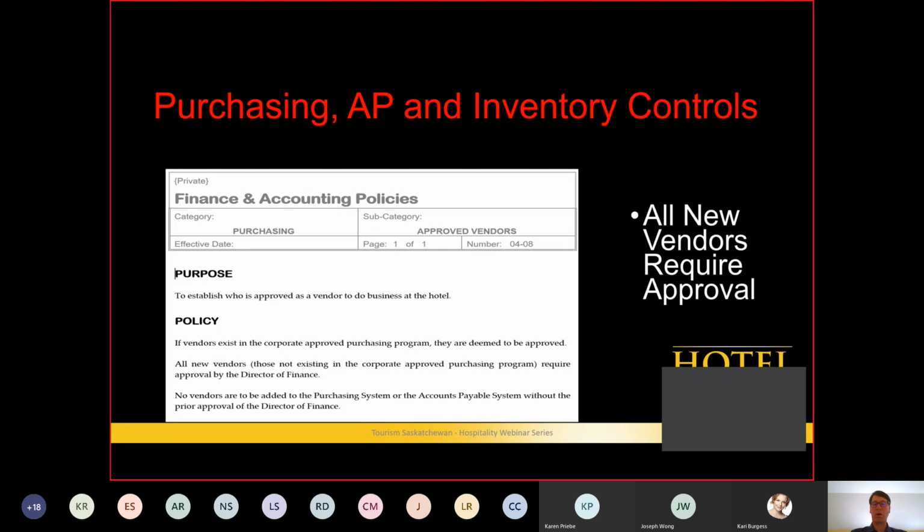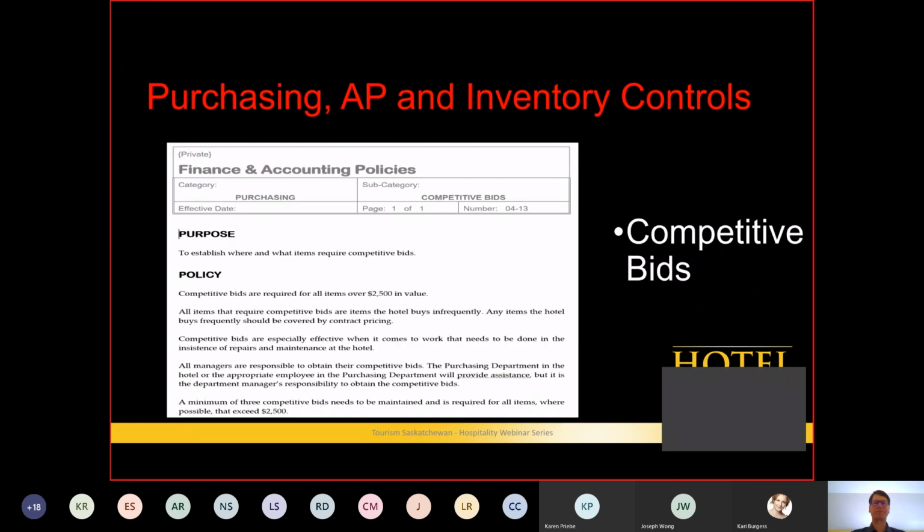So the control you want to put in place is making sure all new vendors require approval. And most of the time, the computer system for accounts payable is set up in such a way that someone else has to approve a new vendor before it's active.